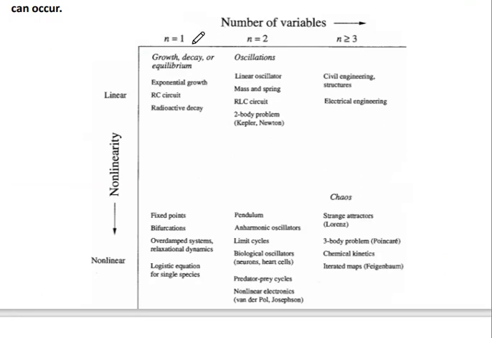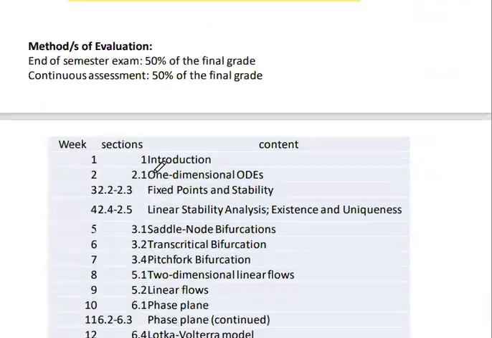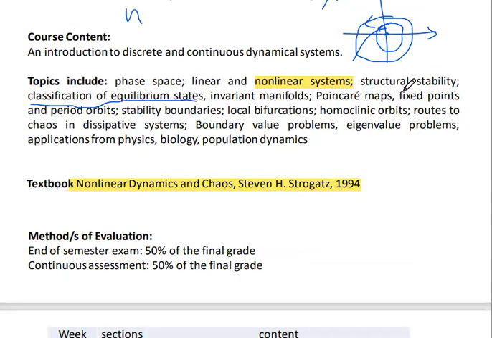We start off with one-dimensional systems, or first-order systems. Definitely, we will brush up our knowledge on linear systems. First of all, how do you find the fixed points or equilibrium points? Then we classify those fixed points. And then we will discuss invariant manifolds and Poincaré mapping, fixed points, periodic orbits, and bifurcation techniques. We will discuss bifurcation theory, another important one.